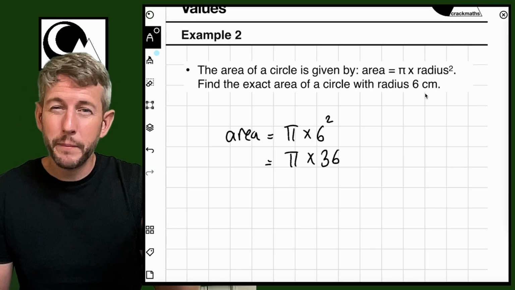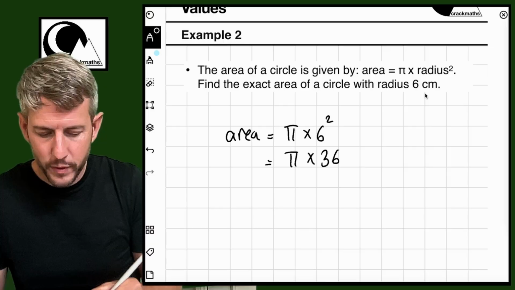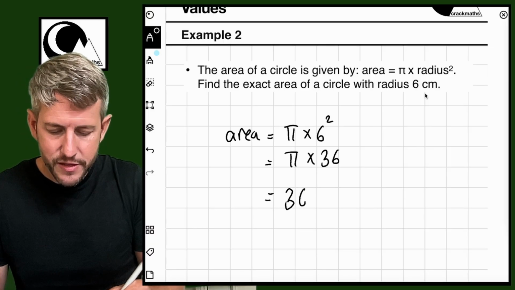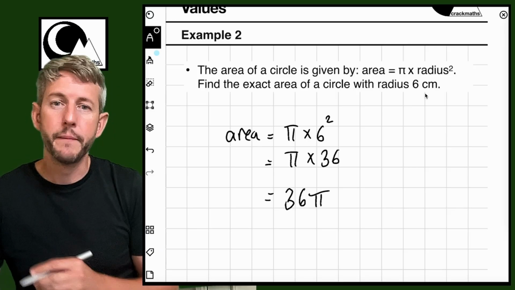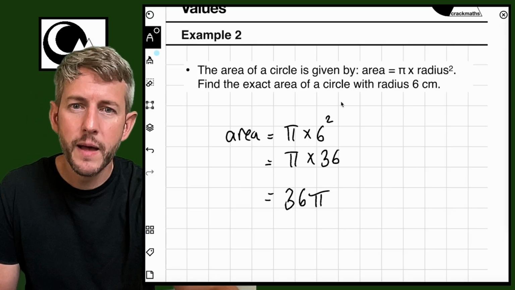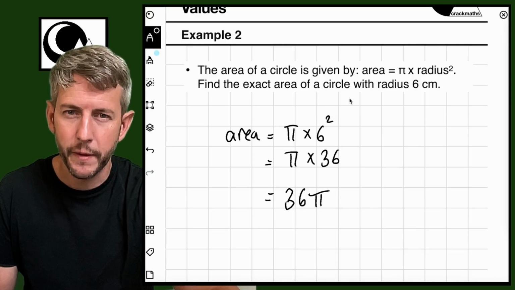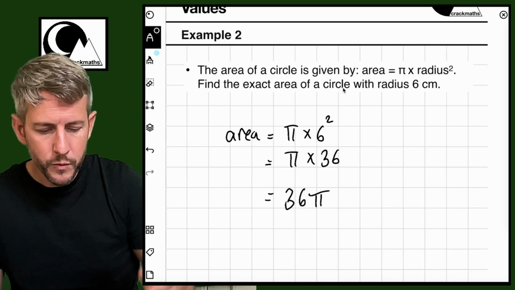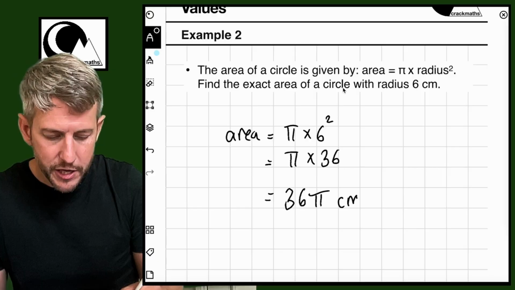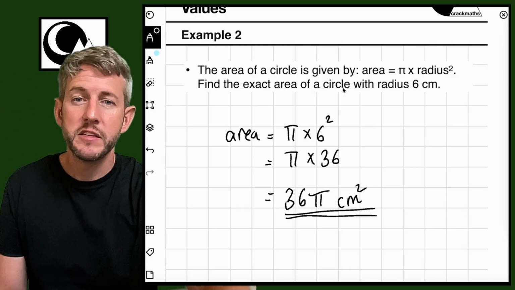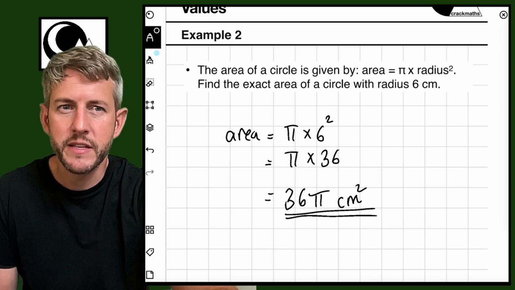And whenever we have a symbol or an unknown or something like this in maths, what we do is we always write the number in front of it. So we'd write this as 36 pi. And this lack of space between them means that they're being multiplied together. Okay, so here we go. This is an area as well, actually, so I should give the units. So the exact area is 36 pi centimeters squared.